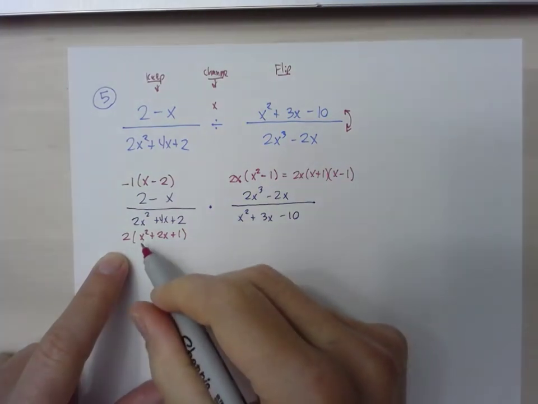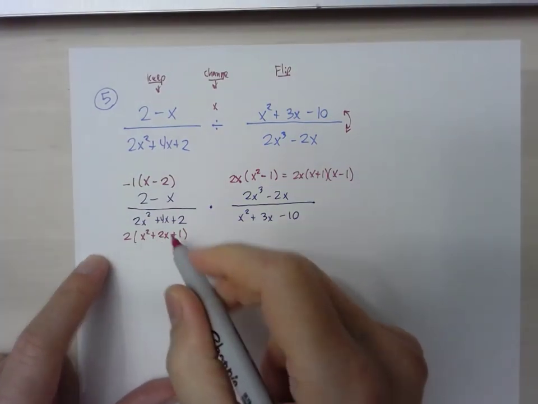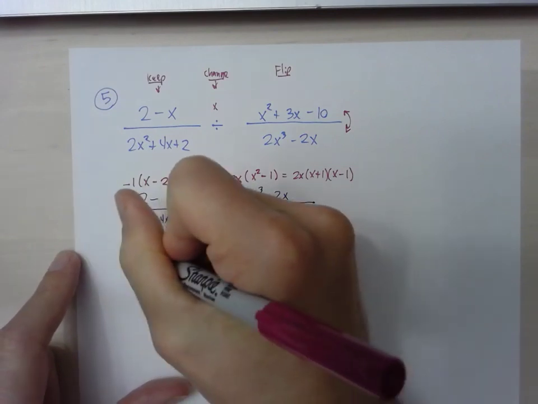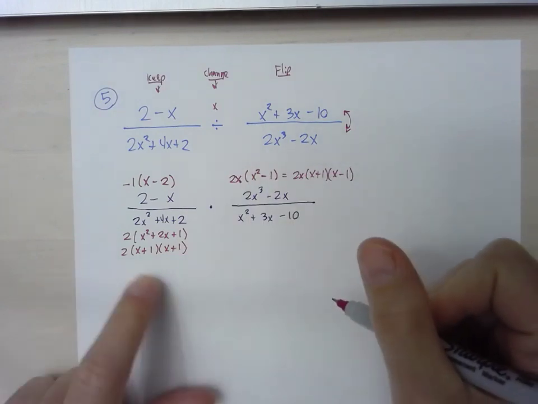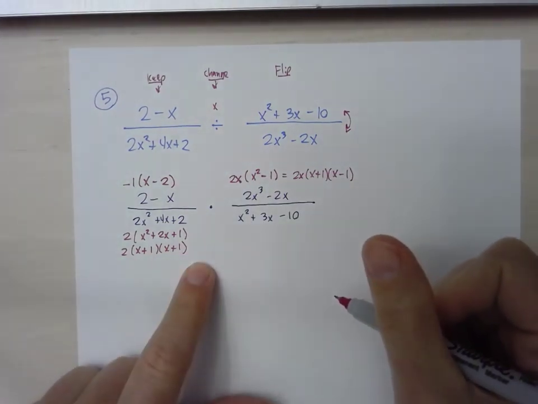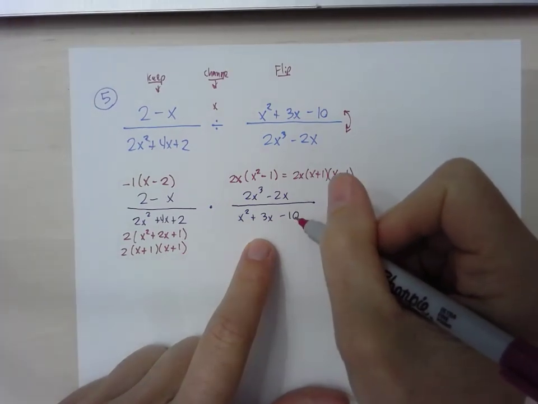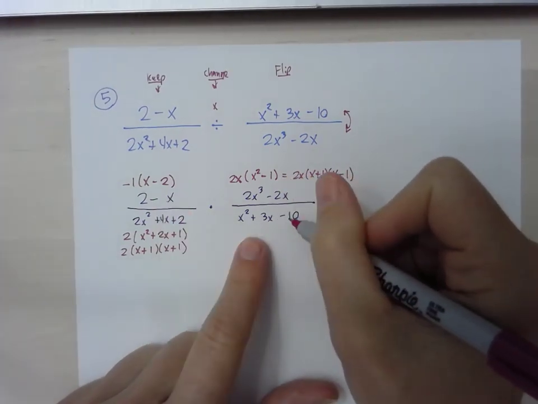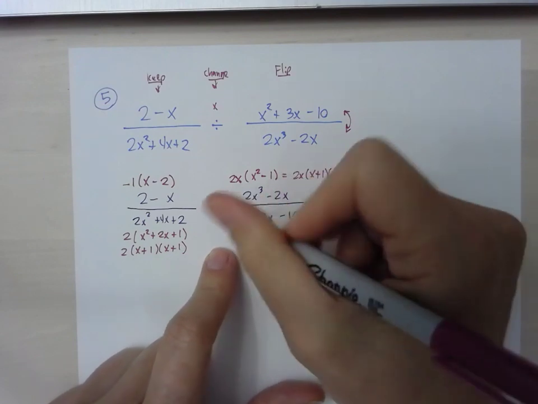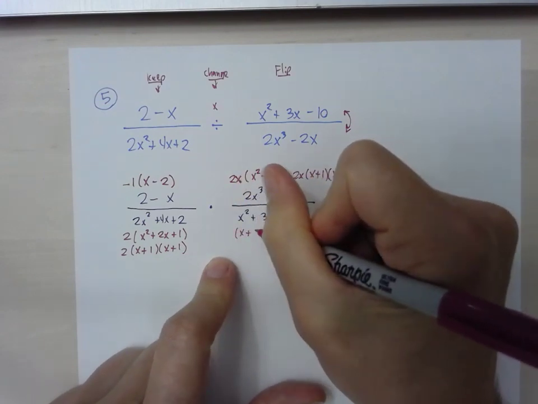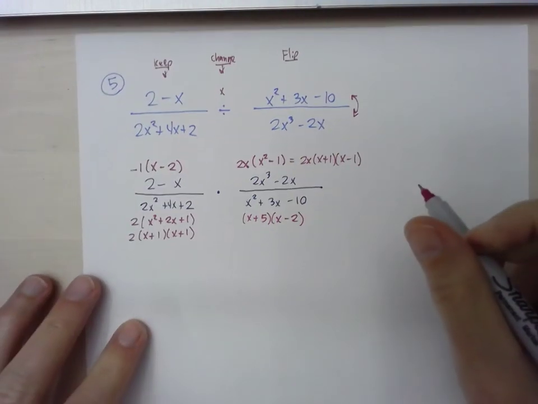And x squared plus 2x plus 1 is a trinomial. It's going to be x plus 1, x plus 1. So 2 times x plus 1, x plus 1. And this is a trinomial, and negative 10 can break down to 5 and 2, and I can get positive 3 if 5 is positive and 2 is negative. So it's going to be x plus 5 and x minus 2. So let me rewrite this.